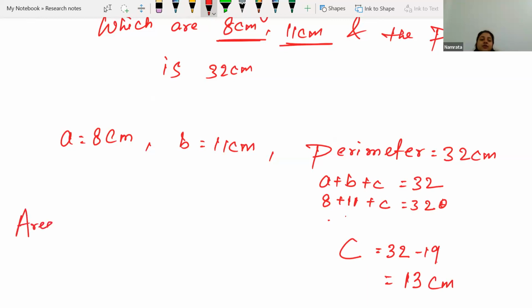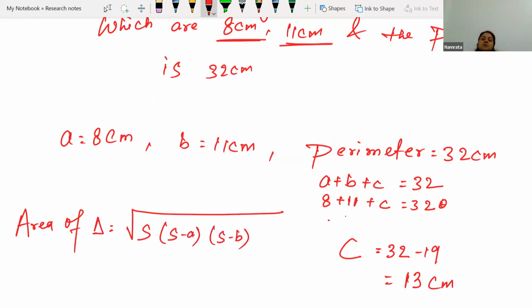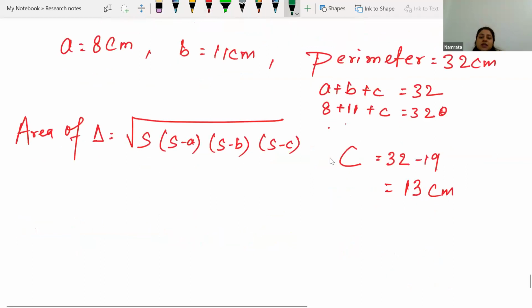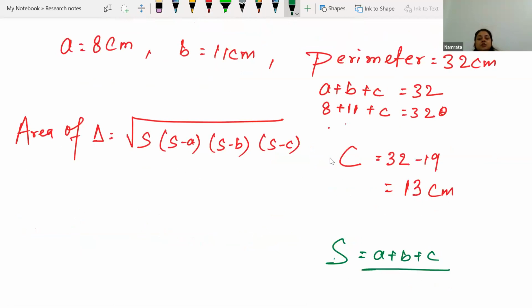Now let's find the area of the triangle. The area of a triangle formula is under root S minus A, S minus B, S minus C. What is S? S is A plus B plus C by 2. Okay, so let's write it. S is nothing but A plus B plus C by 2. Do we know A, B, C? Yes, C was not given, but with the help of the perimeter, we found the C value as well.